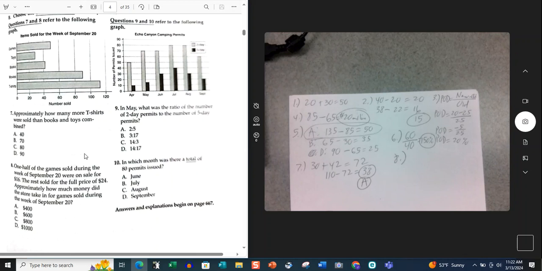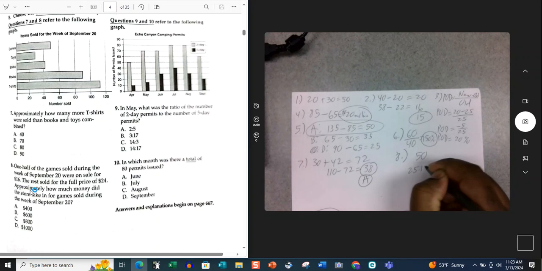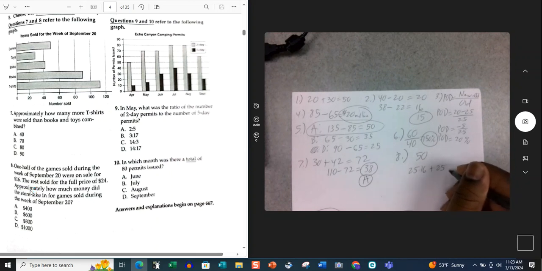So it says, let me see, 1/2 of the games. Okay, so we go here to games. Games here is about 50. So let's say we had 50 games that were sold. And they say half of it was sold for $16. So it'd be 25 times 16. And then the other half, which would be 25, was sold at $24.